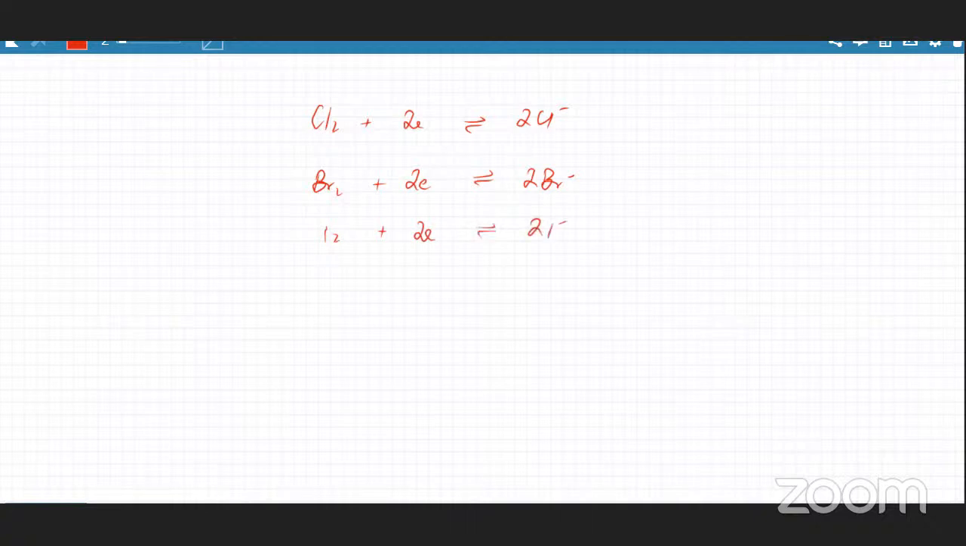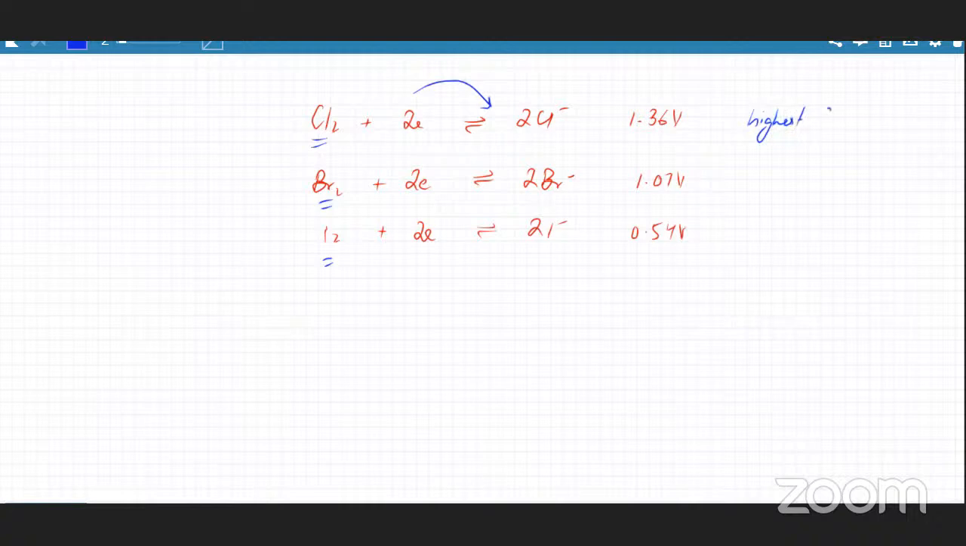अच्छा, 2I minus 1. This is I think 0.54 volts. This is 1.07 volts, and this one is 1.36 volts. So which one, हम दोनों तरीकों से करेंगे as oxidizing agents. Remember, the elements are the ones that act as oxidizing agents, and the first one, the top one, is the most powerful oxidizing agent because it has the highest E naught.